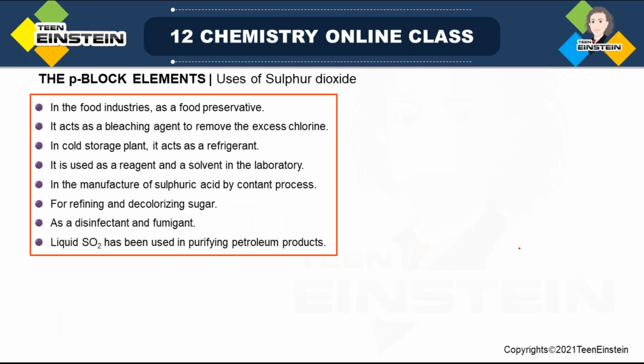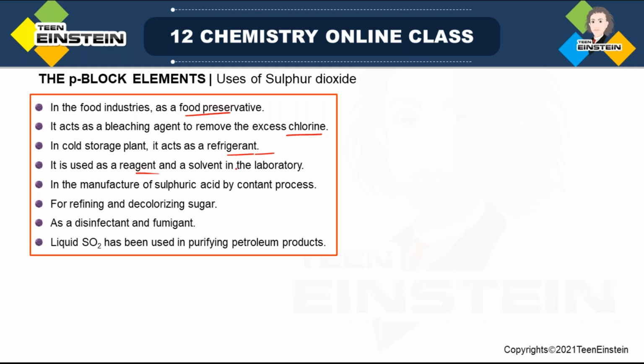Application of sulfur dioxide. It is used as food preservative, then as bleaching agent to remove excess chlorine. Bleaching agent we have just discussed. In cold storage plants, it acts as refrigerant. It is normally in gaseous state, but when it is in a liquid state, obviously there is very low temperature. So in that case, it can act as refrigerant.